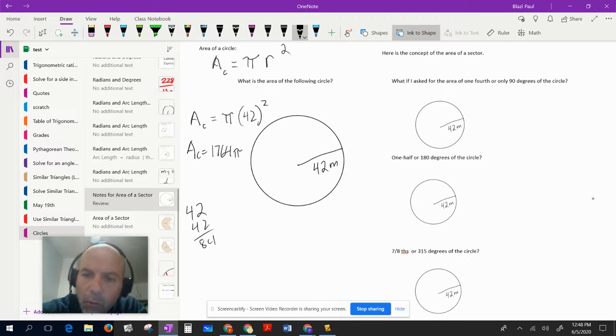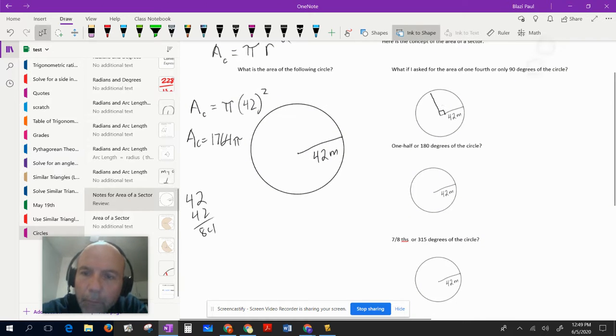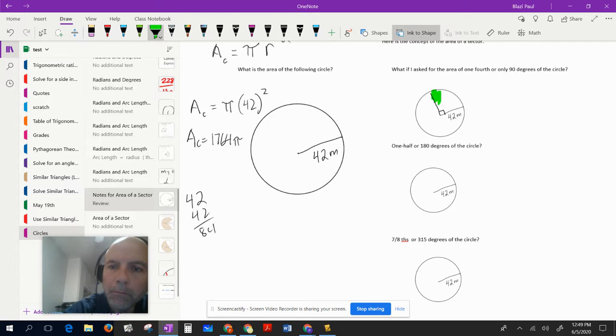So in other words, like for this one, just say that was 90 degrees right there. Boom. What if I asked for just the area of this? That would be the area of a sector. What if I asked for the area of only 90 degrees of the circle? Notice this is the same circle. These are the same, right? With one exception, this is 1/4 of that circle. It's 90 degrees, right? That's how I know it's 1/4.